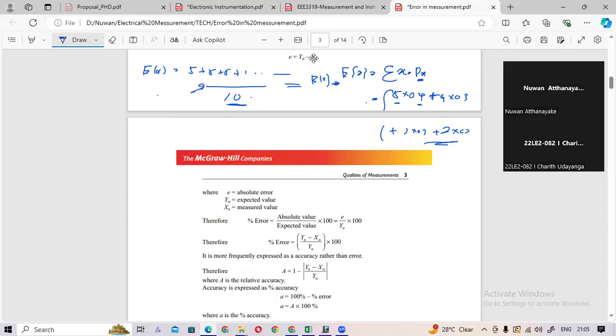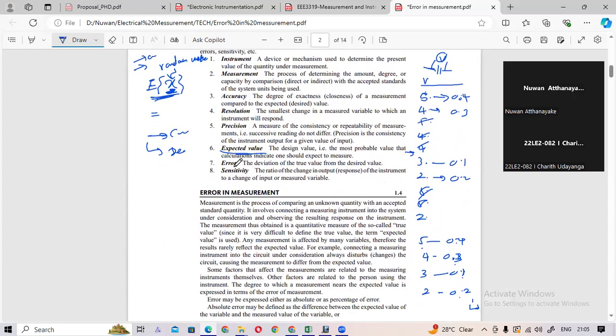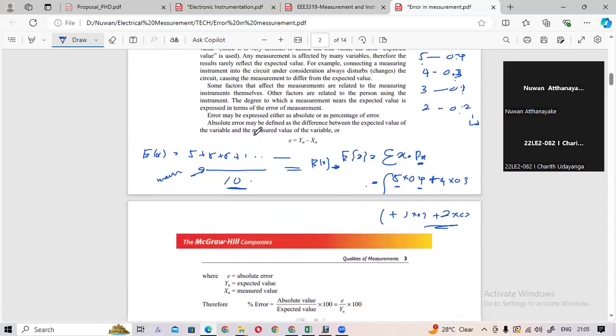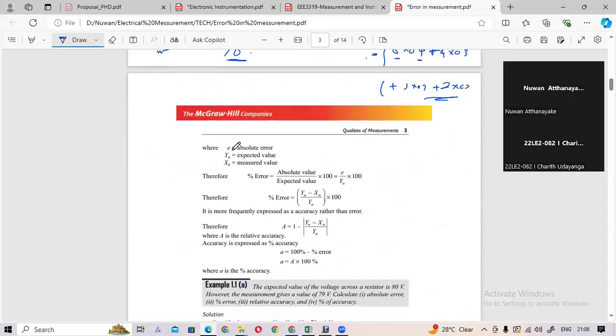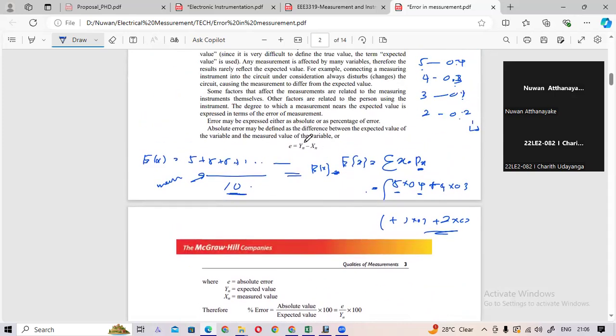This is the mean, no? So you can calculate the mean. That is the expected value. And error we have to define, and sensitivity also we have to define. So here there is another term called absolute error, that is E. Absolute error means this is the real value we get and this is the expected value.